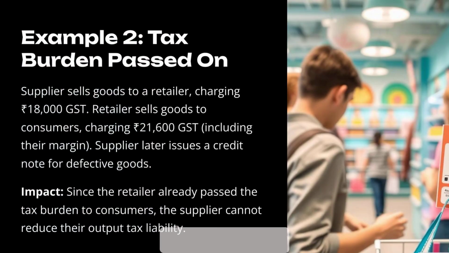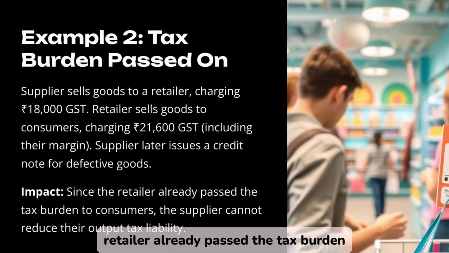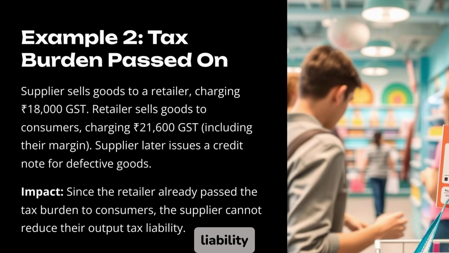Example 2, tax burden passed on. Supplier sells goods to a retailer, charging 18,000 rupees GST. Retailer sells goods to consumers, charging 21,600 rupees GST, including their margin. Supplier later issues a credit note for defective goods. Impact: since the retailer already passed the tax burden to consumers, the supplier cannot reduce their output tax liability.